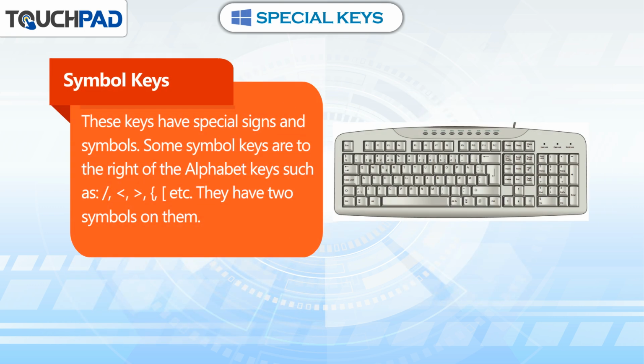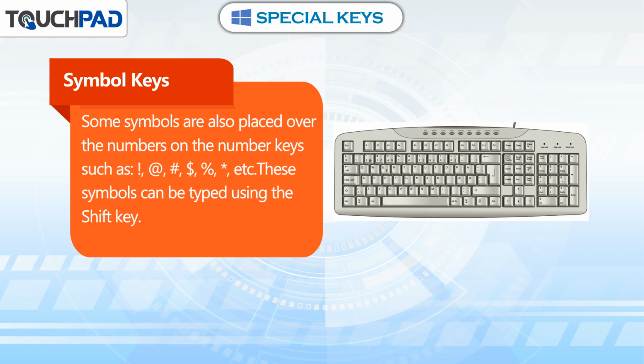Symbol keys. These keys have special signs and symbols. Some symbol keys are to the right of the alphabet keys, such as slash, greater than, less than, open bracket, etc. They have 2 symbols on them.